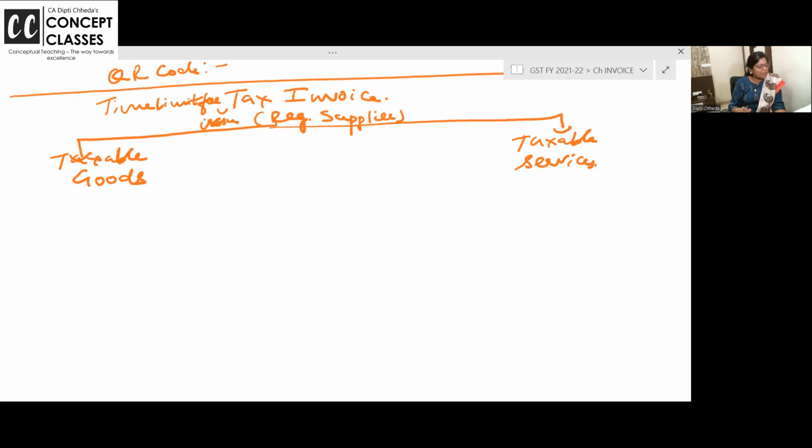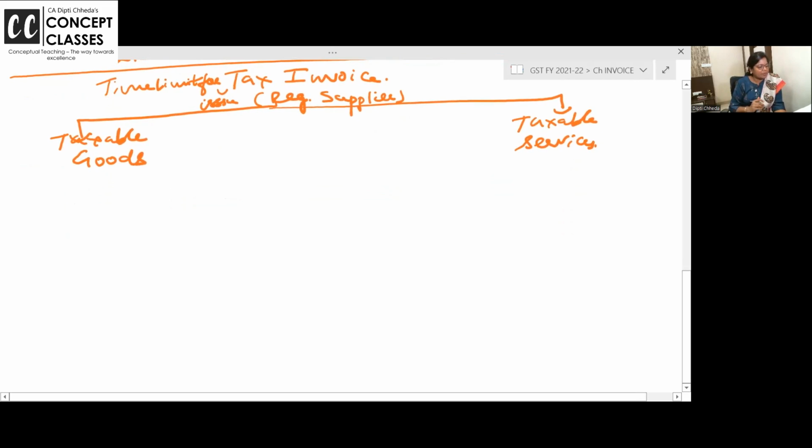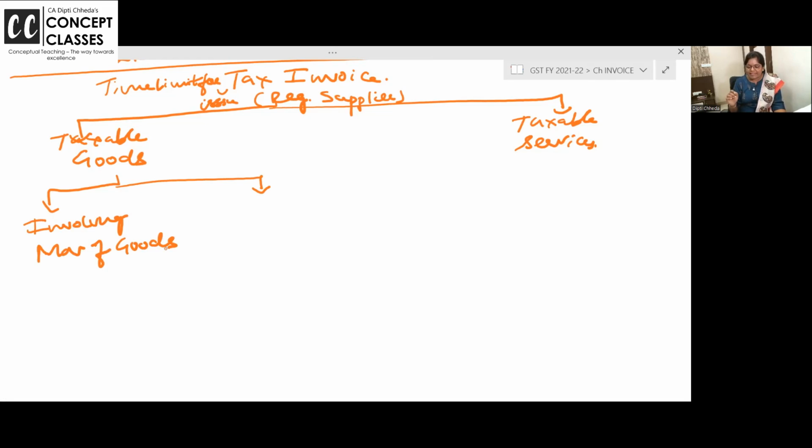So you are making a taxable supply. In case of goods, two things. First one is involving movement of goods. First make the flowchart; I will explain and we'll work out the problems also. Time limit for issuing the tax invoice. When there is a movement of goods, means I have to send you the goods, then what is the time I should issue the invoice?